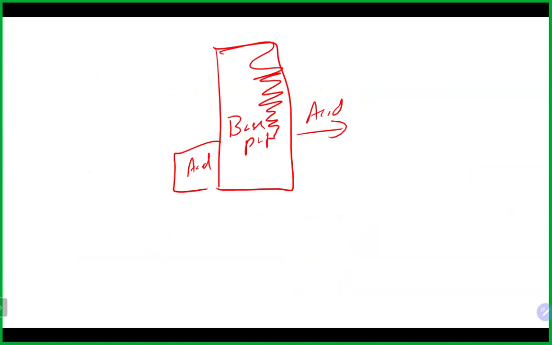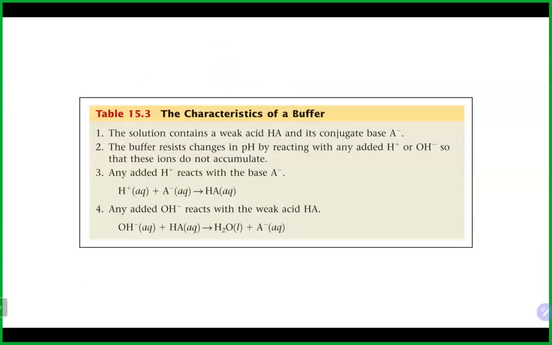Now, if you were to add base to that same buffer you made, you would actually see the pH move a lot quicker. It would take a lot fewer drops because there's a lot less of the acid part in there. Any questions on how a buffer works or what it's made out of?